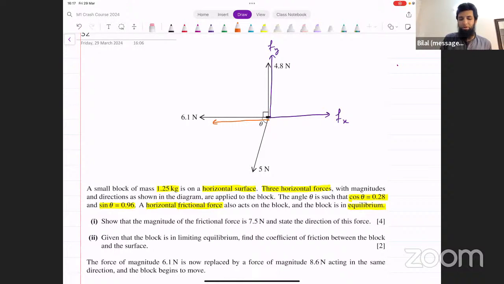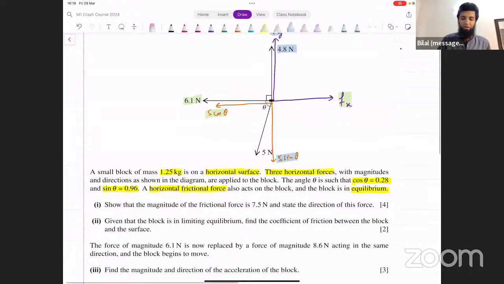That's the component adjacent to the angle. That's going to have 5 cos theta. And the other component on the other side of the angle, that's going to be 5 sine theta. These are the forces that we have. We just equate the opposite forces. We say 6.1 plus 5 cos theta should be equal to Fx. And Fy plus 4.8 should equal 5 sine theta. That's all that we've got to do.